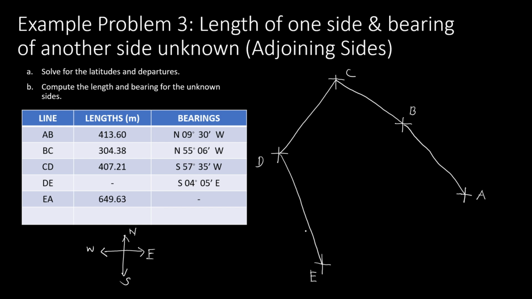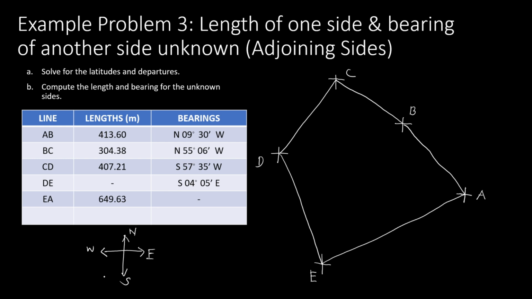And then, yung line EA, wala siyang binigay na bearing. Pero kung mapapansin nyo, para mag-close traverse yung lot natin, yung bearing ng line EA ay northeast, para mag-close traverse yung survey data natin.